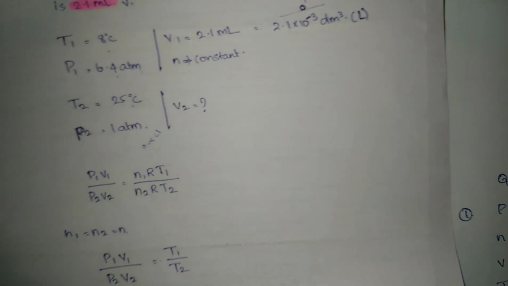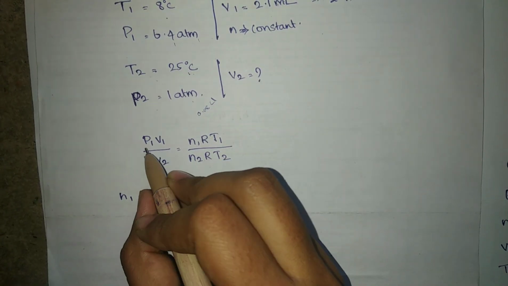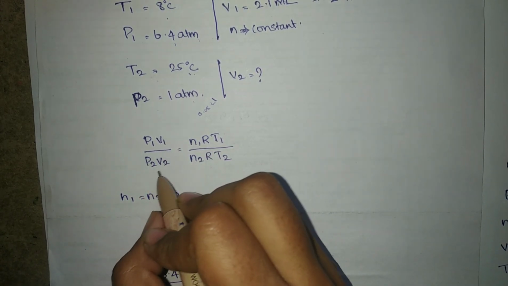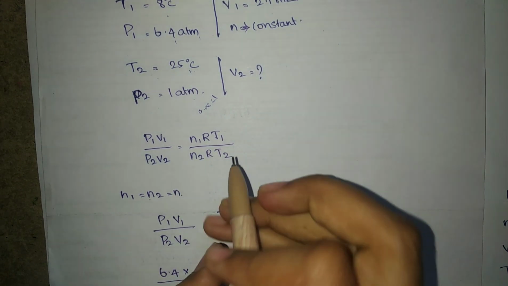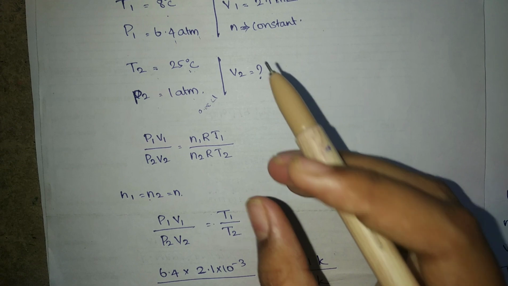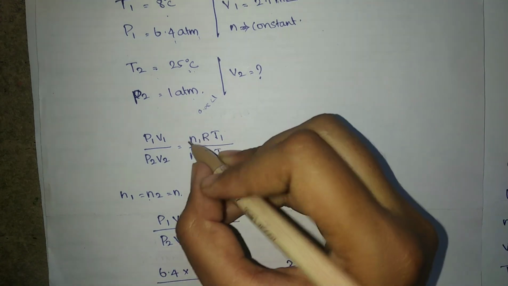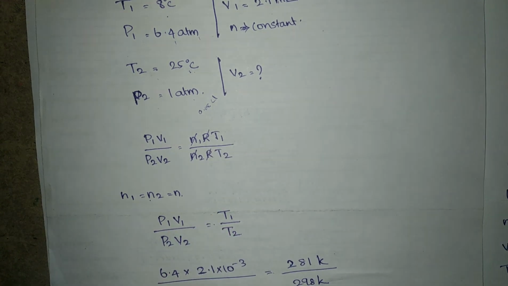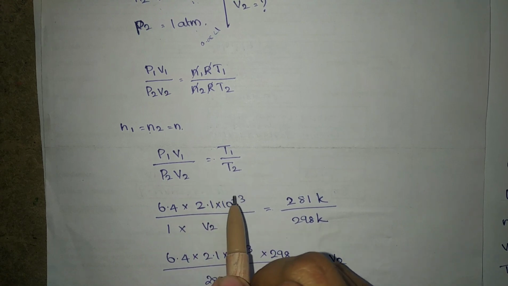Now we need to compare the given values. PV is equal to nRT is the ideal gas equation, and now we are comparing P1 V1 by P2 V2 is equal to n1 R T1 divided by n2 R T2. Here n1 is equal to n2 because the same air bubble is moving from bottom to surface of the lake. So the same number of moles will be present in the gas bubble. There is no change in the number of moles, so n is constant. We can cancel the n. We can also cancel the R values because both R values are the same. So then the equation will be P1 V1 by P2 V2 is equal to T1 by T2.